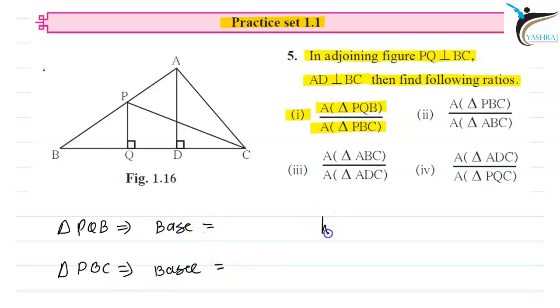So once, in the triangle PQB, the perpendicular is drawn on BQ, so BQ becomes the base and PQ itself is the height. What about the second triangle now? We have triangle PBC, P, B and C. The perpendicular PQ is drawn on BC, so BC is the base and the perpendicular itself is the height of the triangle.